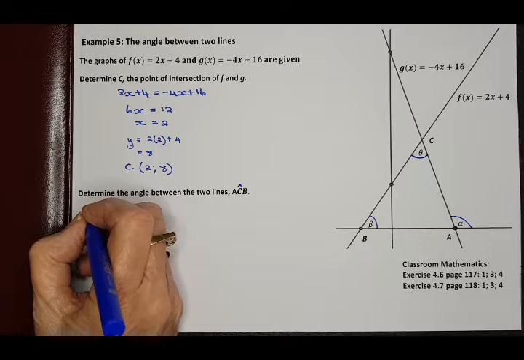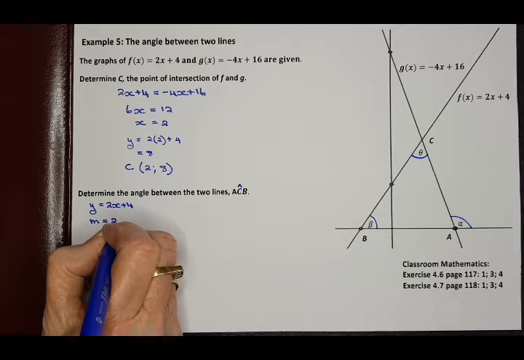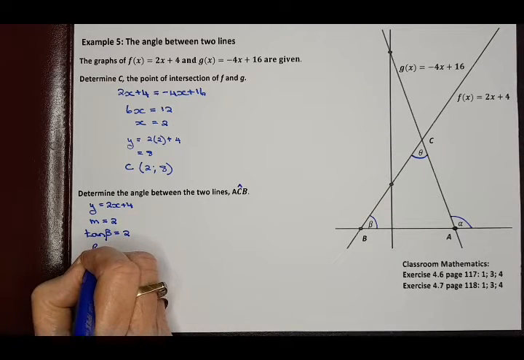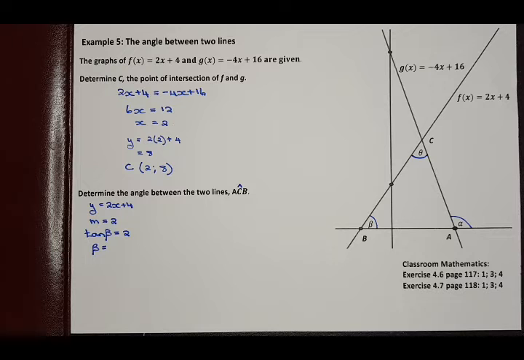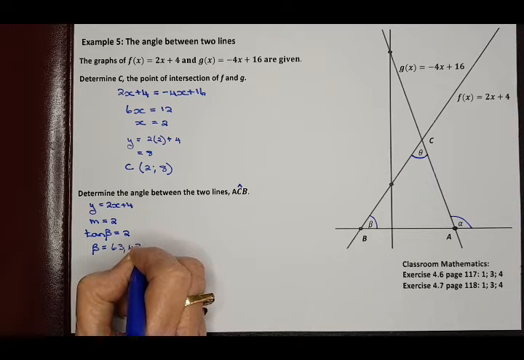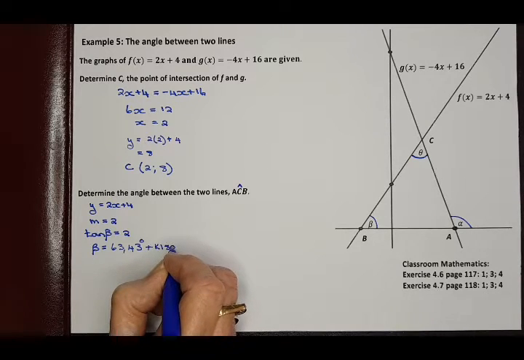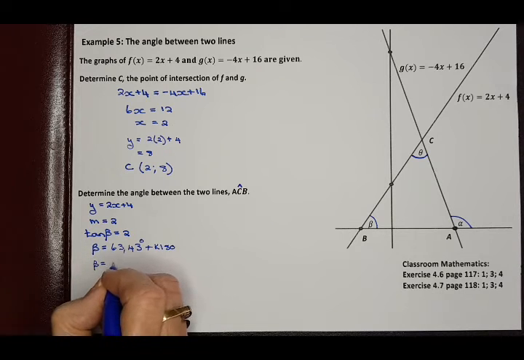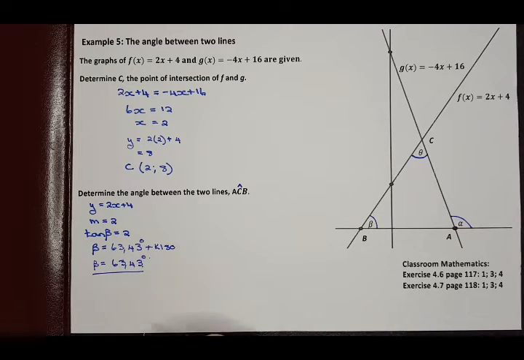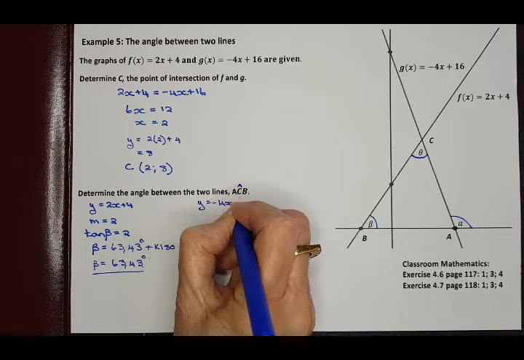So if I'm working with f of x, or y is equal to 2x plus 4, the gradient of that line is 2. So tan of beta must equal 2. So beta is going to be equal to arctan of 2, which is going to be 63,43 degrees plus K180. Remember, it's how you solve a tan trig equation, but of course beta is between 0 and 180, so we only need to worry about the 63,43 degrees.